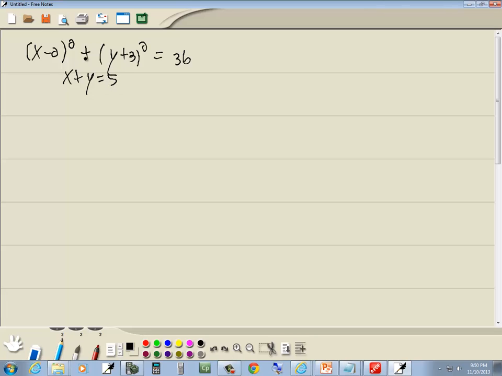Now, substitution works real well when the powers are different. If they're exactly the same in both equations, that's where the addition, elimination method works well. So we're going to go with substitution.